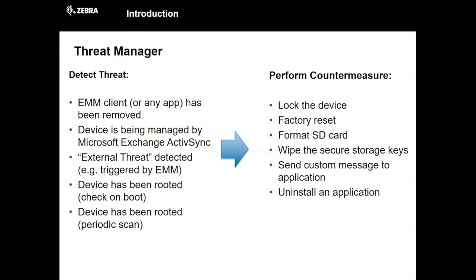The device has been rooted, like I mentioned earlier, and it can check for that both on boot of the device and as part of a periodic scan. So just to emphasize, this is over and above the existing features and security capabilities of the Android operating system itself. When any of those threats are detected, a countermeasure can be performed. Some of the countermeasures are on the right-hand side there. It can lock the device, perform a factory reset, format the SD card, all the stuff that you might want to do to protect your data should your device become compromised.